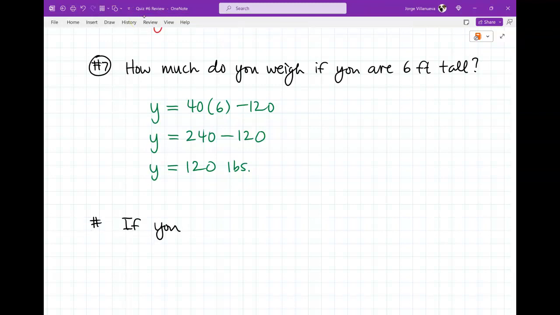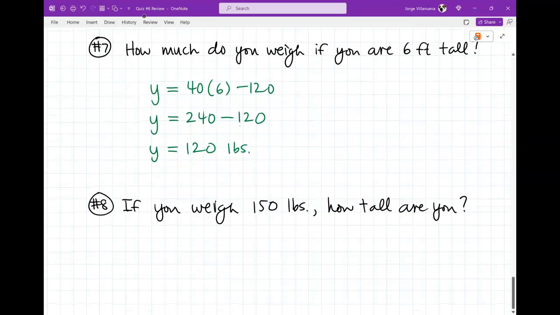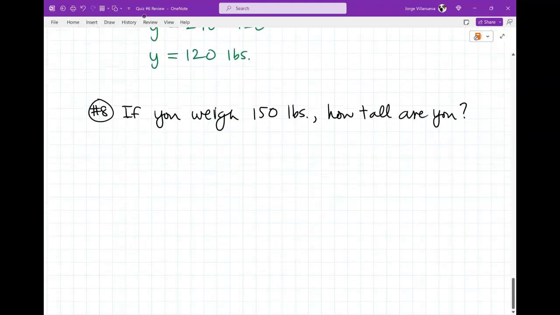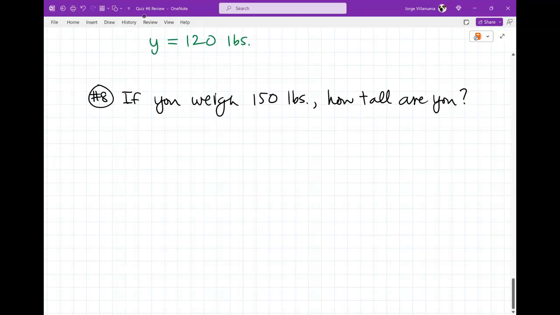Here's the other question they're going to ask. If you weigh 150 pounds, how tall are you? Now remember, the formula is y equals 40x minus 120. I'll write that down right now. But what did they give me here, X or Y? Y. They gave me Y. 150 is weight, so that's my Y value.